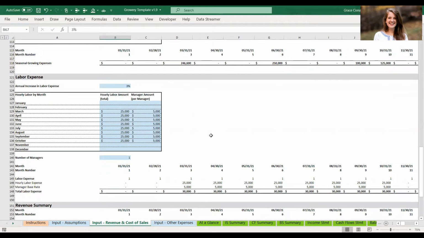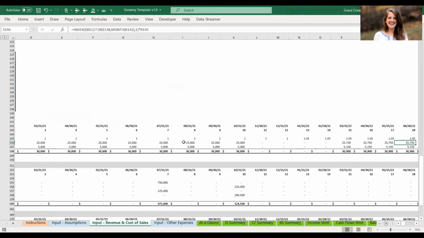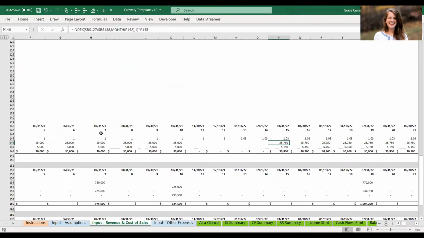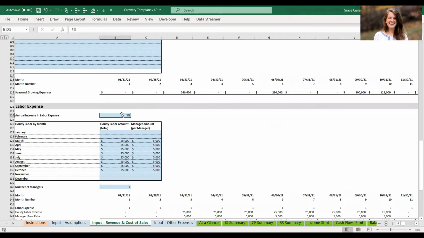The last portion of cost of sales is your labor expense. So you can enter hourly labor amount, and that is a total hourly labor amount. You can also enter a manager amount per manager, and then set the number of managers down here. And then you would enter these by month of the year. So right now we only have labor costs and manager labor costs in March through October of each year. You can see here, nothing in January, February. There's our March through October expenses, and then nothing for the 4 months until next March begins. And again, this grows at an annual rate, which you can set right here.